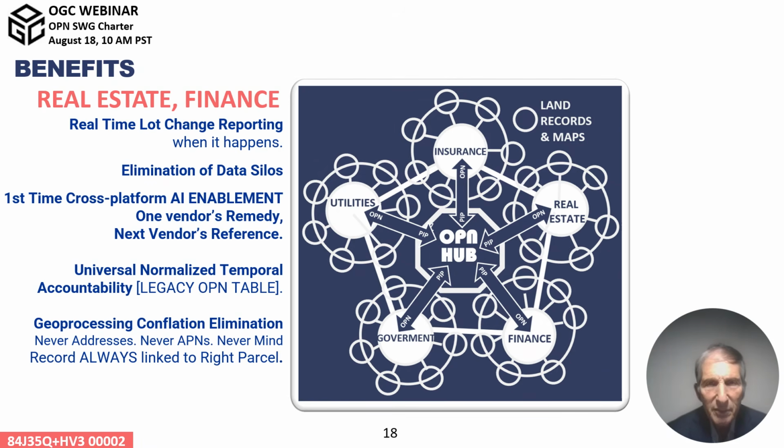For real estate and finance, finally, there's real-time lot change reporting, not when your vendor reports it, but when it happens. Elimination of all data silos. Most important, first-time cross-platform AI enablement. One vendor solution cannot be referenced by the next vendor's subscribers because there's no common indexing. Universal normalized temporal accountability. Change metrics compiled in the legacy OPN table introduces a heretofore not possible AI-driven change analytic. Geoprocessing conflation elimination: problematic addresses and APNs completely replaced by never wrong PIPs.